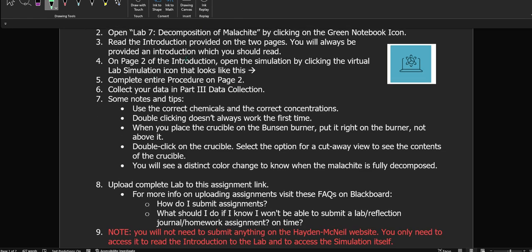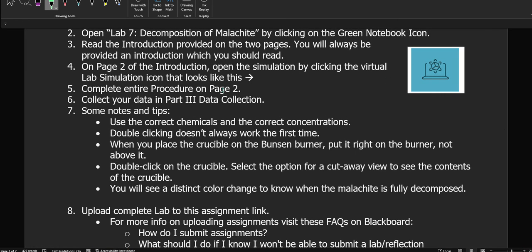And then on page 2, you can actually access the simulation itself by clicking this virtual lab simulation icon. You're going to complete the entire procedure. There's no separate sub experiments for this particular lab. You know how on some of the other labs you've had experiment 1 and then experiment 2. This one's just all one procedure, so you don't have to worry about omitting or completing separate experiments. You're going to collect your data as always in part 3 of this handout that I'm showing here.